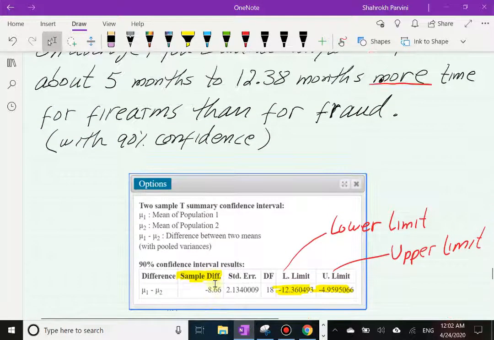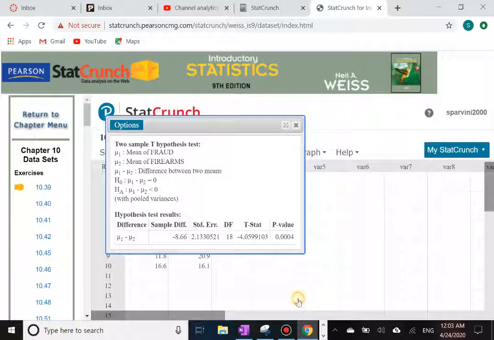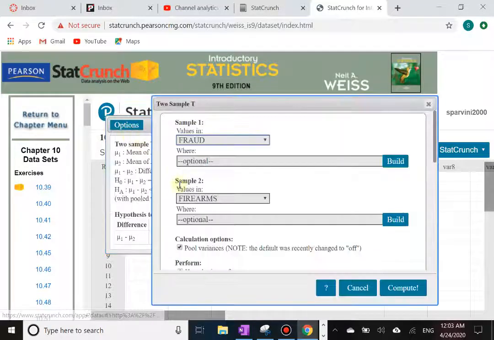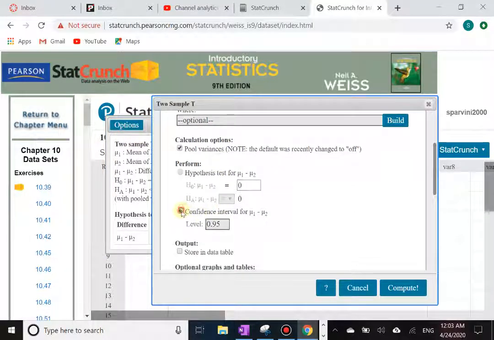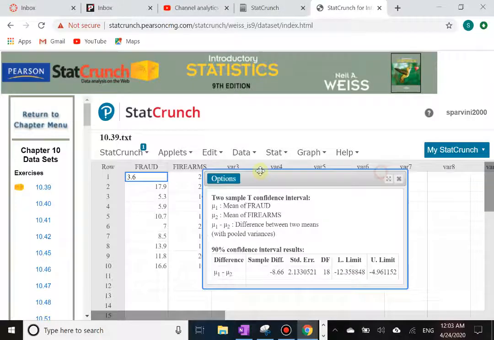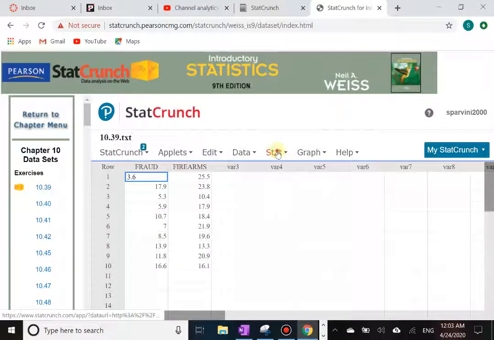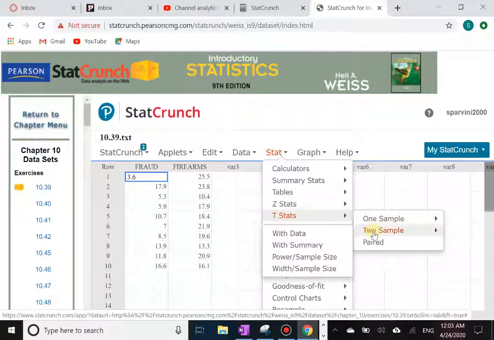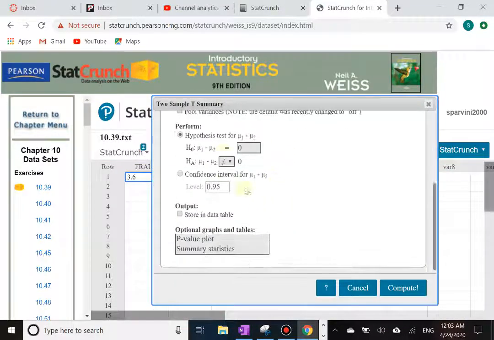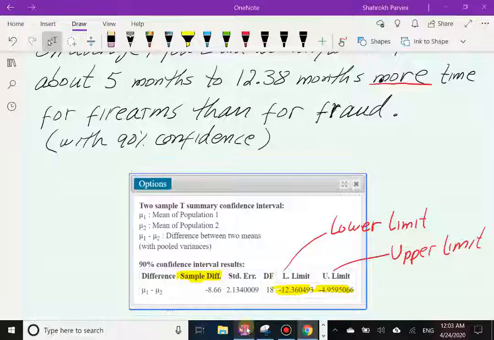Now, to show you how I did this in StatCrunch, I'm sure you wonder. Remember, we just did this hypothesis test. If you edit that, and instead of hypothesis, click on confidence interval, and put your confidence level, it was 90 for us. This is how I got that confidence interval from StatCrunch. Once again, you go to Stat, T Stats, Two Sample, either with data or with summary. Let's say with summary, and then there you go. That's how you do your hypothesis tests and confidence intervals.